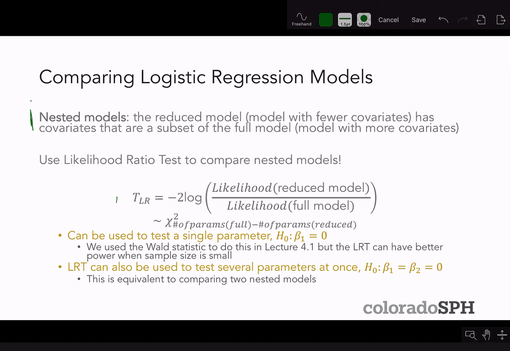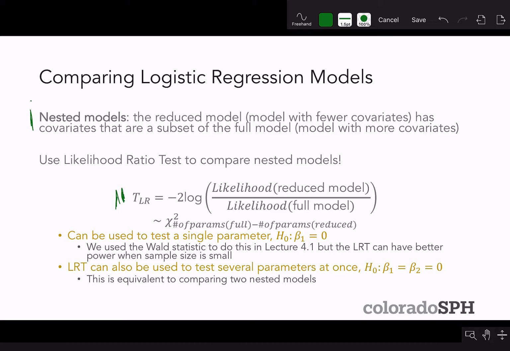And yeah, we can use a likelihood ratio test to compare nested models, where we take a ratio of the likelihood under the reduced model over the likelihood under the full model and take the log of that times -2. And this test statistic will follow approximately a chi-squared distribution where the degrees of freedom is equal to the number of parameters in the full model minus the number of parameters in the reduced model.